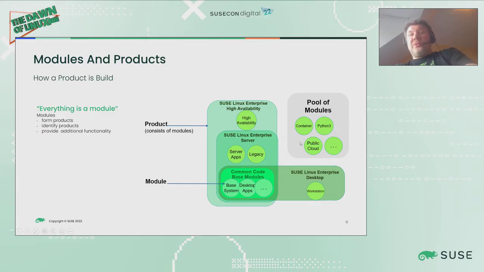Also, there are modules that are not included by default in any of our current products, but still you can add them if you need. For example, you might need Python 3, and you can add it to any of the existing products. So that in the end gives you flexibility and a clear definition of what is inside our products, and it's easy to use, easy to understand.